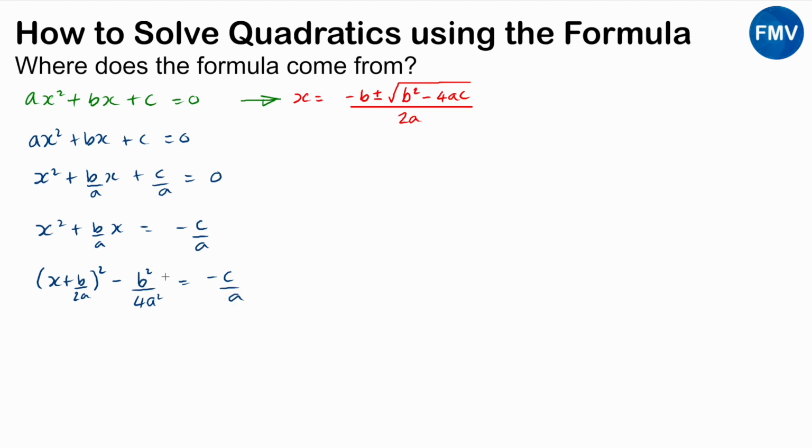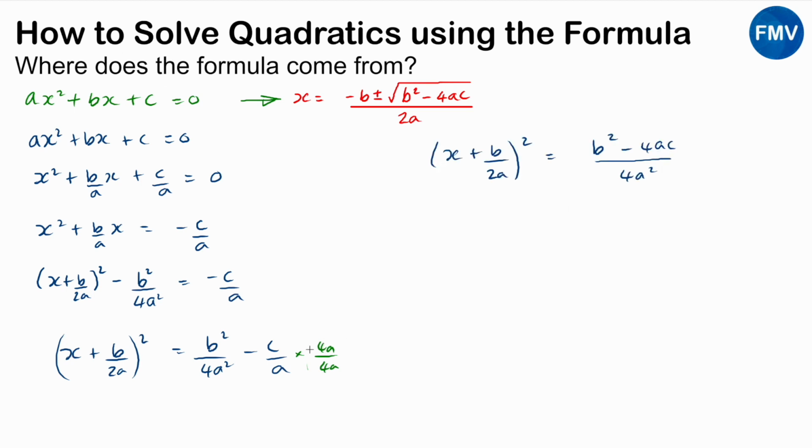Let's get rid of this from this side of the equation. Let's bring it over to the other side by adding all of that to both sides. I am now left with, what I want to do now is get this over a common denominator. So if I multiply this fraction by 4a over 4a, remember that's the same as multiplying by 1, I will get 4a squared as a common denominator. So let's rewrite that up here. So I've rewritten that, and you hopefully can see that c multiplied by 4a is 4ac all over 4a squared.